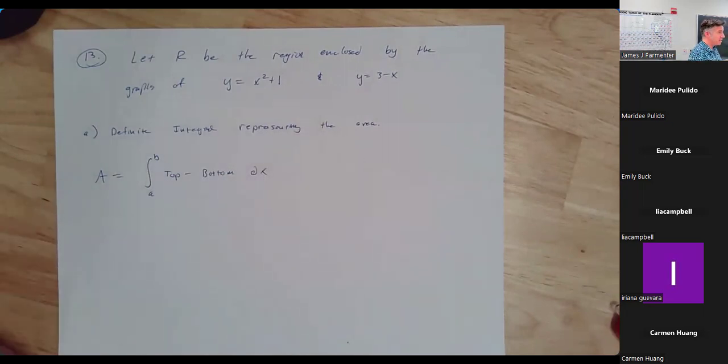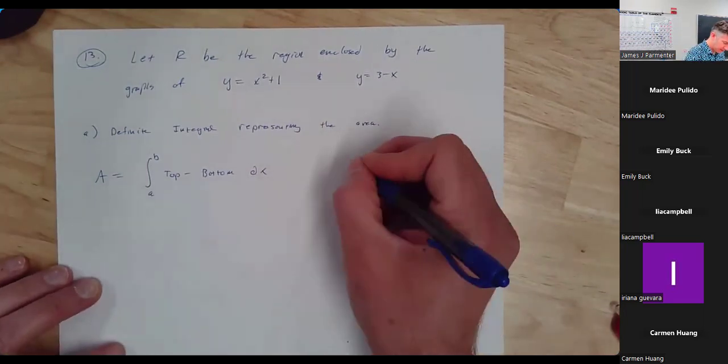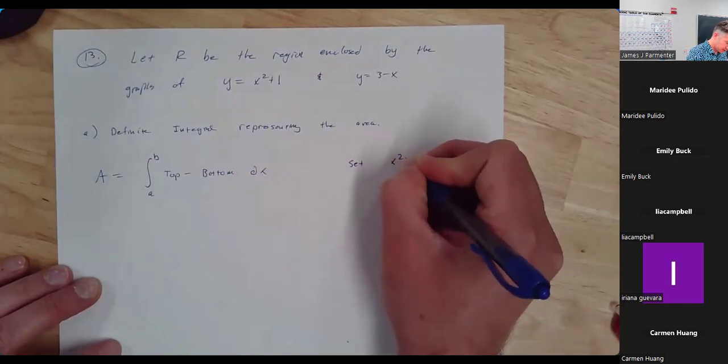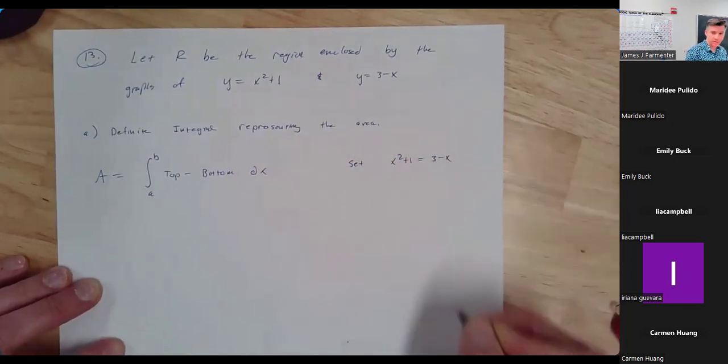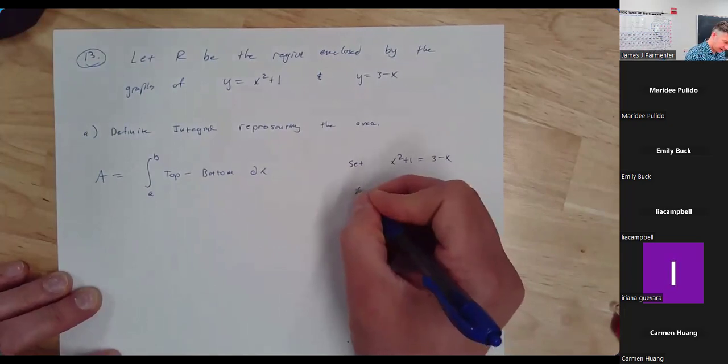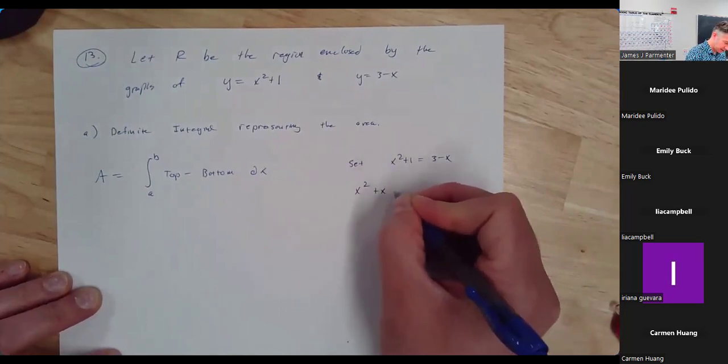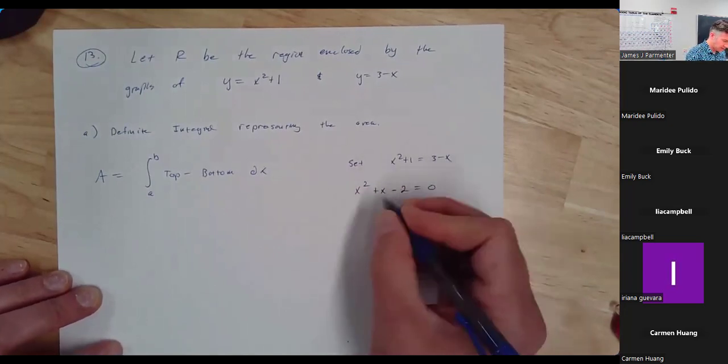To find the a and the b, the limits of integration, we have to set the functions equal to each other and find where they intersect. So we're going to set x squared plus 1 equal to 3 minus x. We're going to bring everything to the left: x squared plus x minus 2 equals 0.